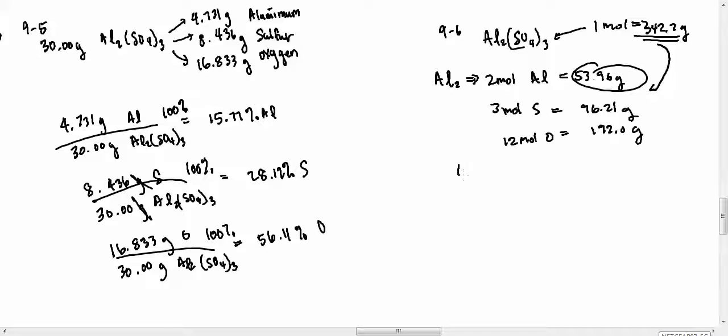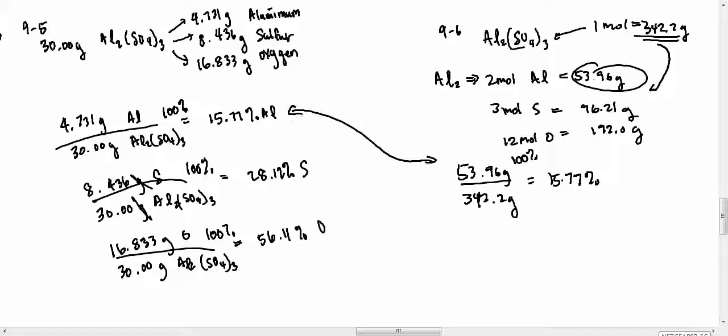So 53.96 grams over 342.2 grams is going to equal 15.77%. Of course, I need to multiply by 100%, because if you take that, you're actually going to get 0.1577, and then you multiply by 100% to make it into a percentage. That gives you your percentage of aluminum, which, and here's my problem with it, happens to be the same exact numbers as those, but these are 2 separate problems that just so happen to have the same answer. Anyway, I don't want you to think they're too closely tied together.